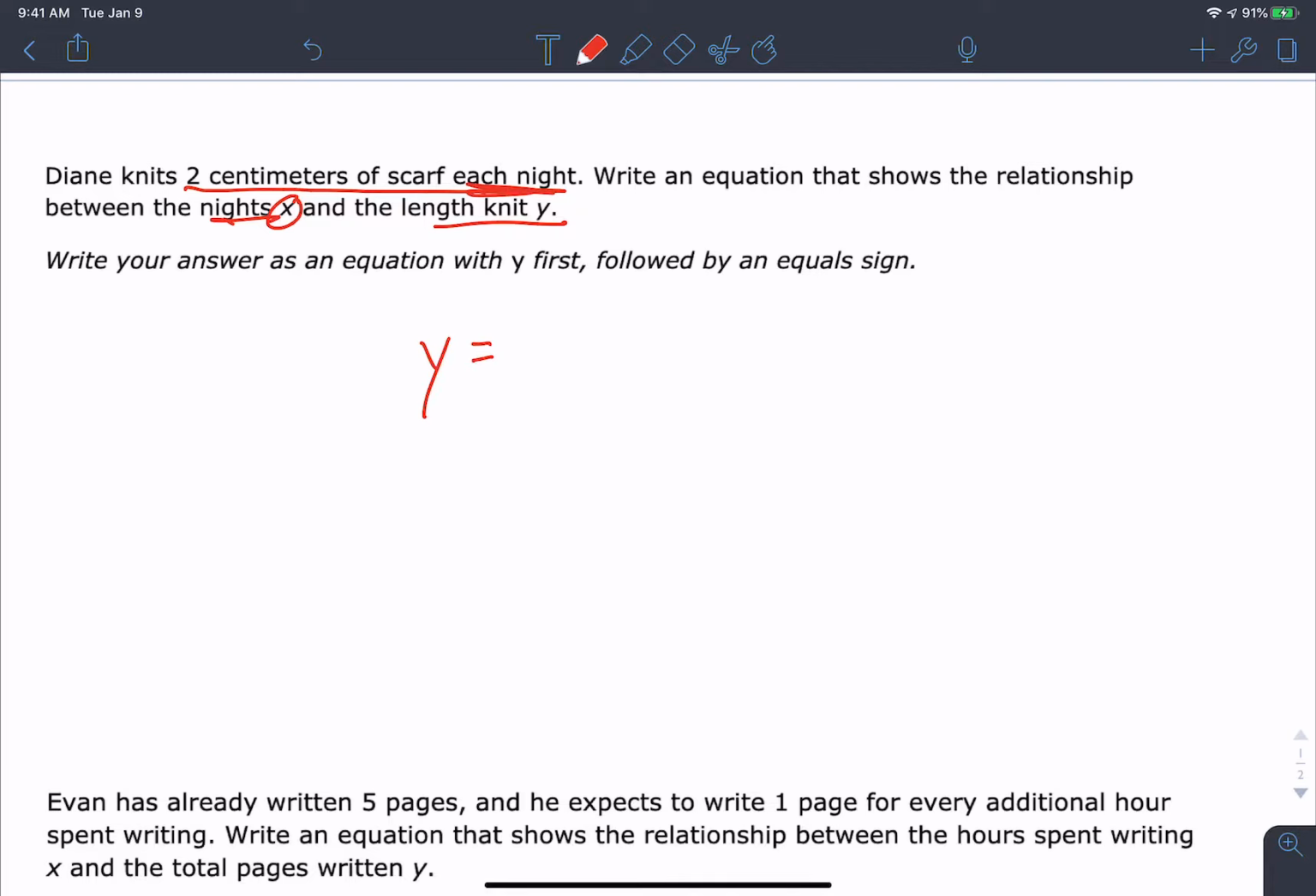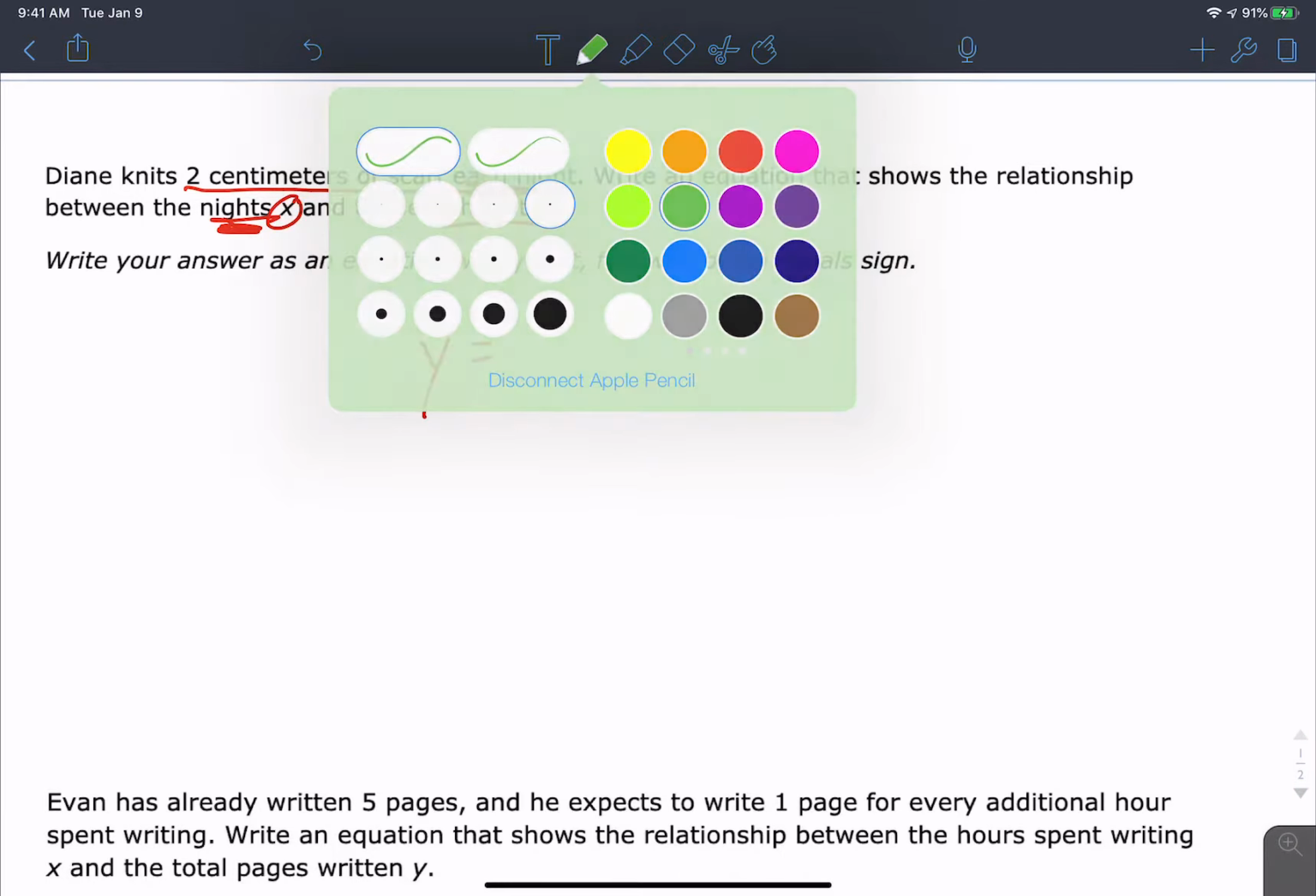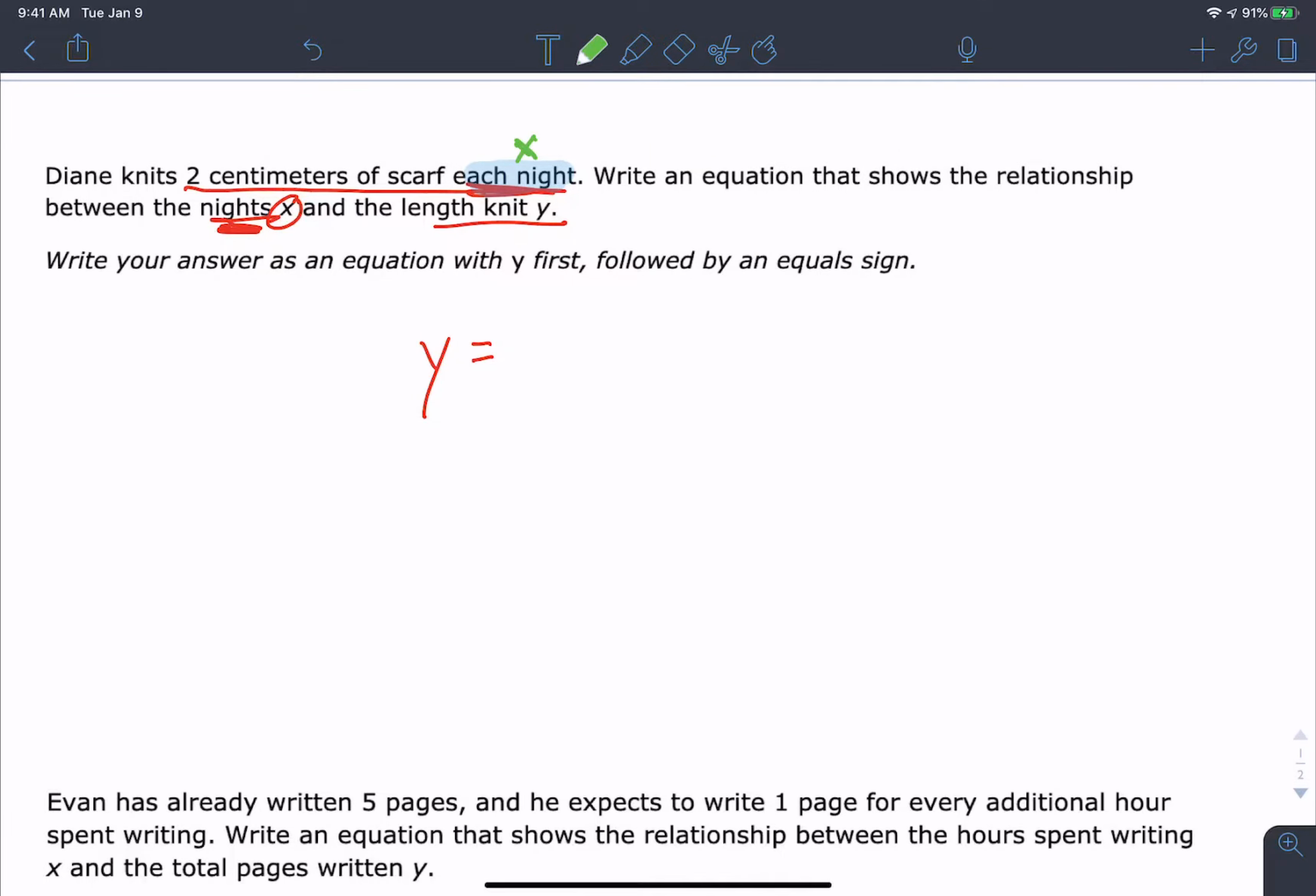So the total amount of knit, y, would equal, well, if x represents our number of nights, right here they're saying each night. So when they say that, that's where we know our variable is going to go. All right, so x, and then the number attached to it is 2 centimeters for every night. So y equals 2x. So say if you wanted to find out how many after like 10 nights, you would be doing 10 times 2, and that would give you your total.